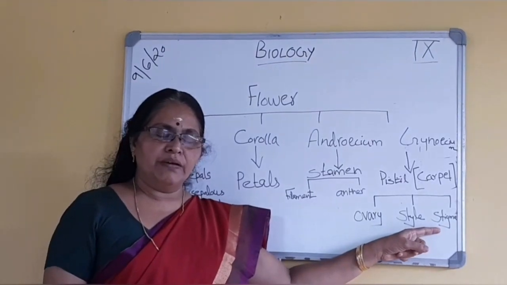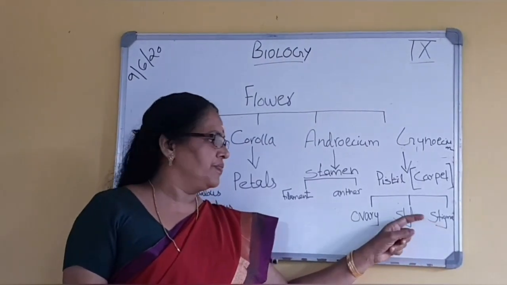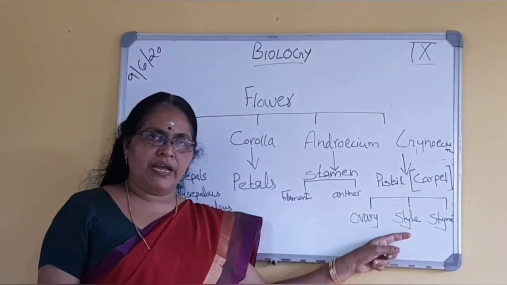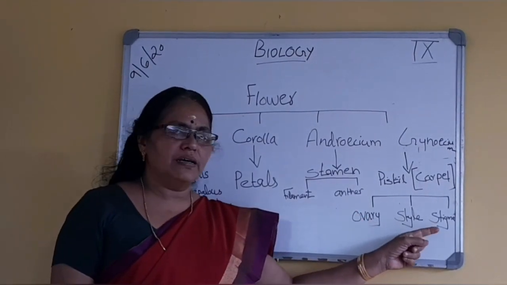It is the landing place of pollen grains when a flower is pollinated. And then the middle part is the style. It is elongated. This style connects the ovary to the stigma.